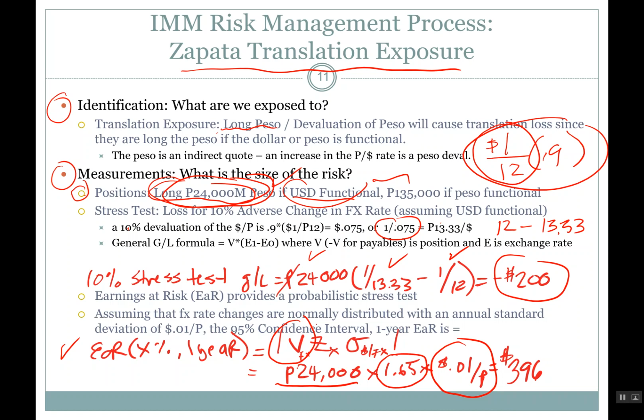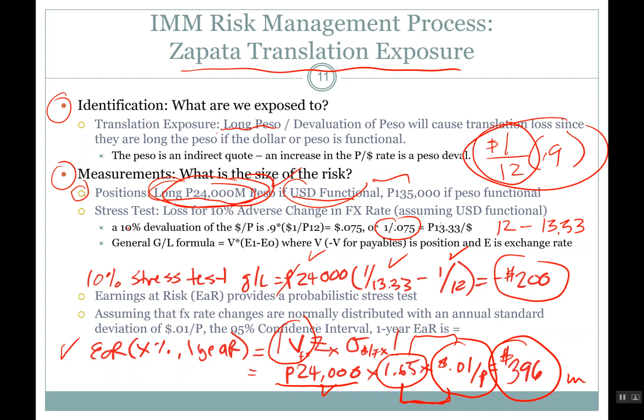Using the normal distribution tables, I can find a critical Z value for a 95% confidence interval. If I take 1.65 times the standard deviation, and we assume changes in the exchange rate are normally distributed, that change has a 5% chance of happening. A 1.65 standard deviation change in a variable has a 5% chance of happening. So, if I take 1.65 times 0.01, that's 0.0165, times 24,000, that's 396, that's $396 million.